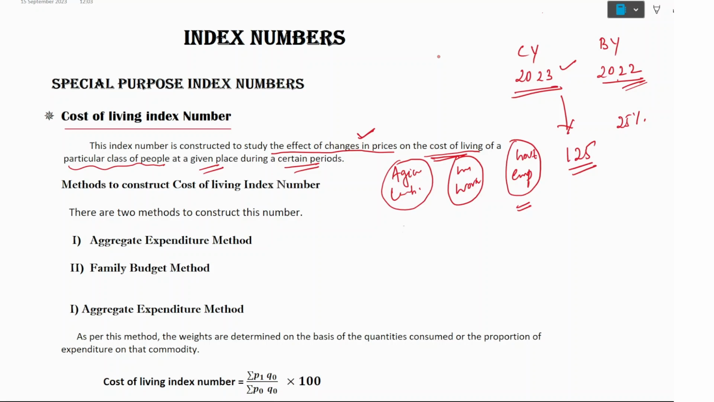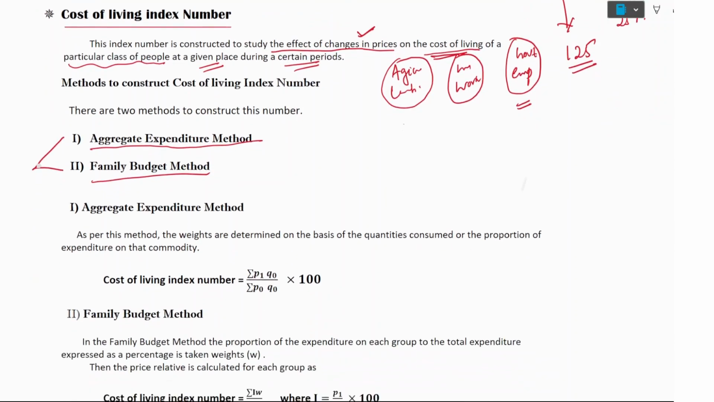Now here, we are going to learn how to construct the cost of living index number. As per the purpose and scope of study, the method of construction of index number is divided into two methods. One is the aggregate expenditure method and the second one is the family budget method. Now here we will consider the aggregate expenditure method.